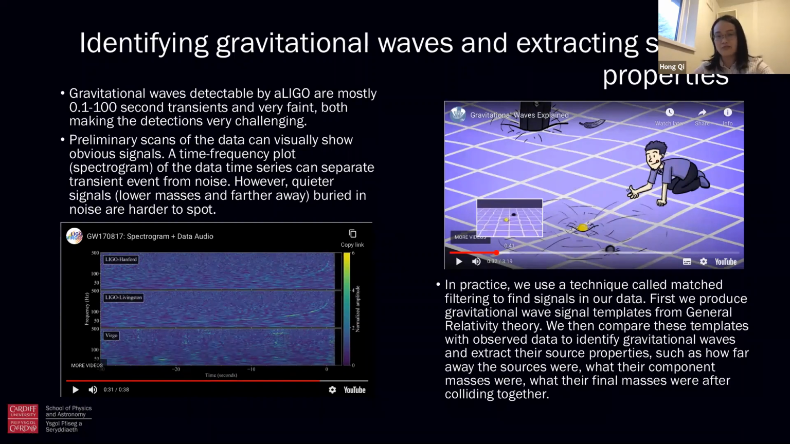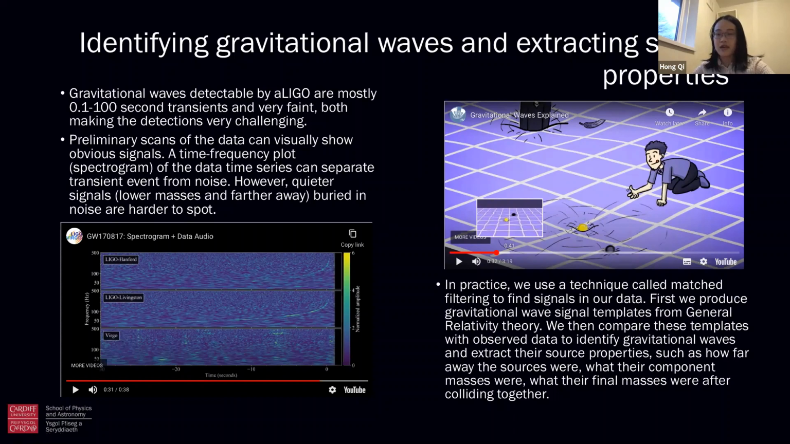What we do first is we produce a lot of gravitational wave signal templates calculated from general relativity. These will be like the wiggles, how the gravitational waves will wiggle with respect to time. Then we compare these millions of wiggles with the data we observed and see which wiggle best matches our data. That is going to be the gravitational wave. And if there is nothing matching, then there's no gravitational wave.